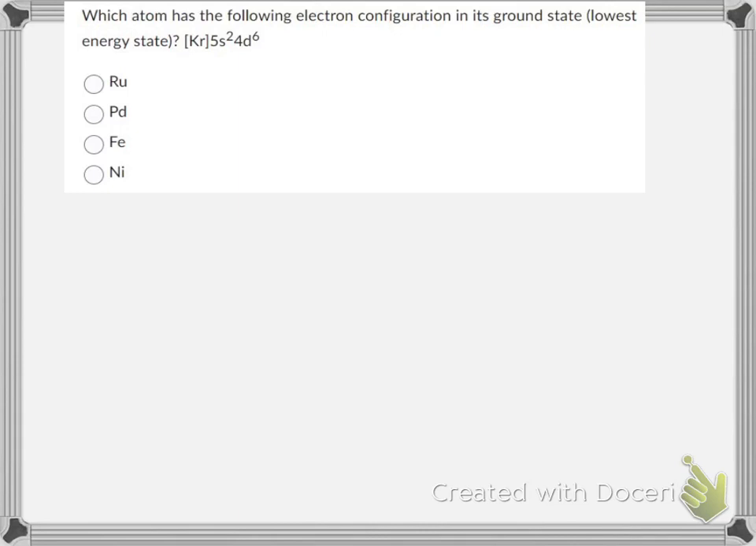Which atom has the following electron configuration in its ground state? Right, so let's take a look at krypton, 5s2, 4d6.